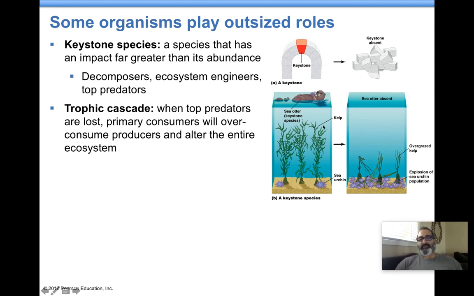Well, your book uses an example of sea otters. Sea otters in their environment, yeah, they're a keystone species. Here's what they do. Here's the food chain there. Kelp forests provide the production of food. They're the primary producers. Kelp gets eaten by sea urchins. They're the primary consumers of the kelp, and sea otters eat sea urchins.